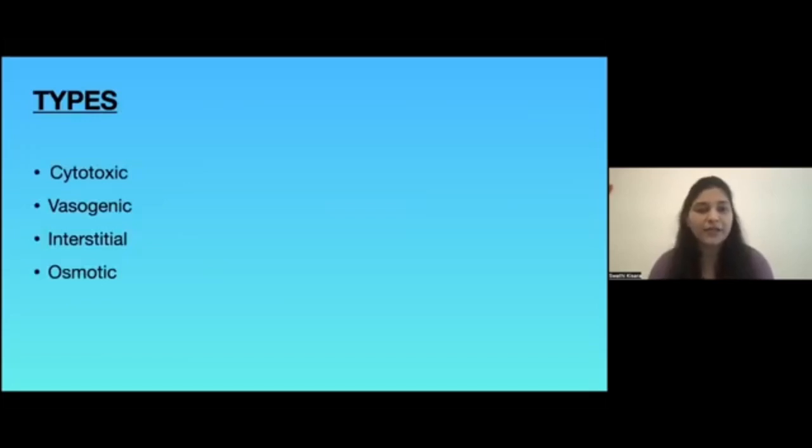So, a brief background on cerebral edema. The following are the various types of cerebral edema, and they are cytotoxic edema, vasogenic edema, interstitial cerebral edema, and osmotic types. And I'll be discussing in detail regarding the cytotoxic and the vasogenic types of cerebral edema.